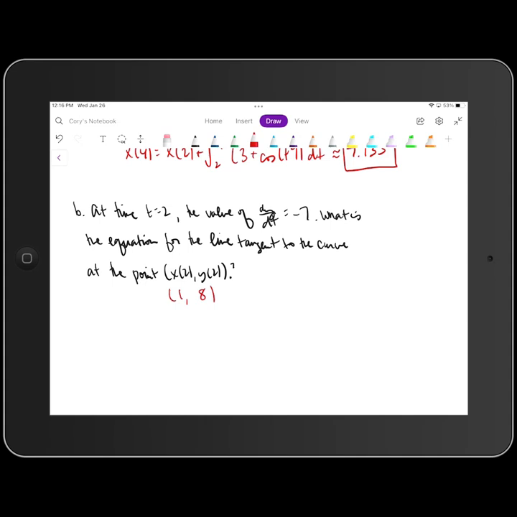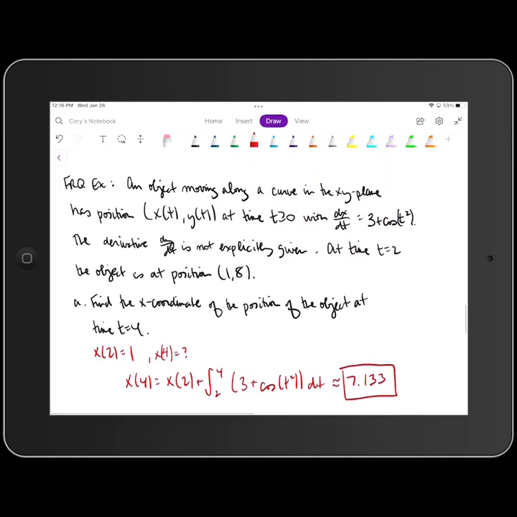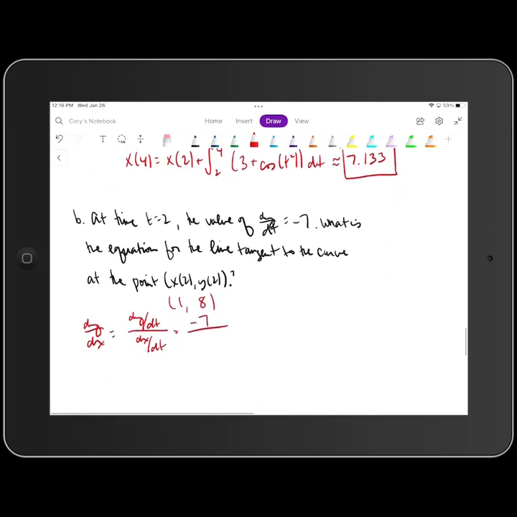What we need to figure out is what the slope of the tangent line is going to be. We know that for parametrically defined curves, dy/dx is equal to dy/dt divided by dx/dt. We're not directly told what the derivative dy/dt is, but at time t equal to 2, we're told that dy/dt is negative 7. And then I can plug 2 into the derivative of x with respect to t. When I plug 2 in place of t, that's going to give me 3 plus the cosine of 4.